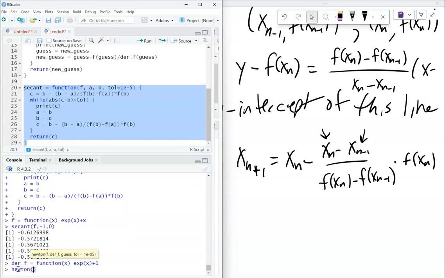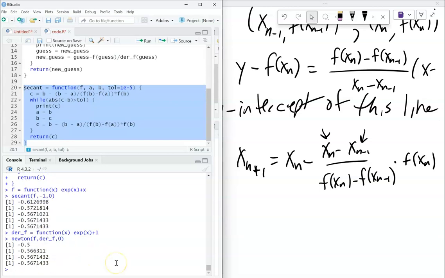Oh, I forgot to say type f, derivative of f, and 0. Secant method took 5 steps. Newton's method took 4. Relatively the same, right? Is this just because you had a better guess for Newton? No, actually, it turns out Newton's just always a little bit better.